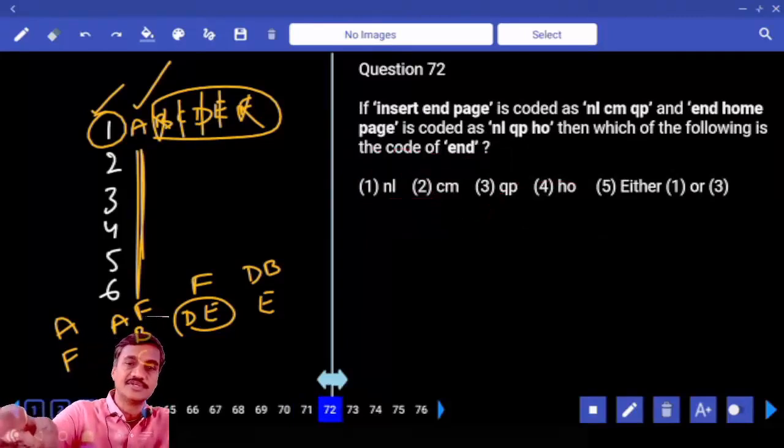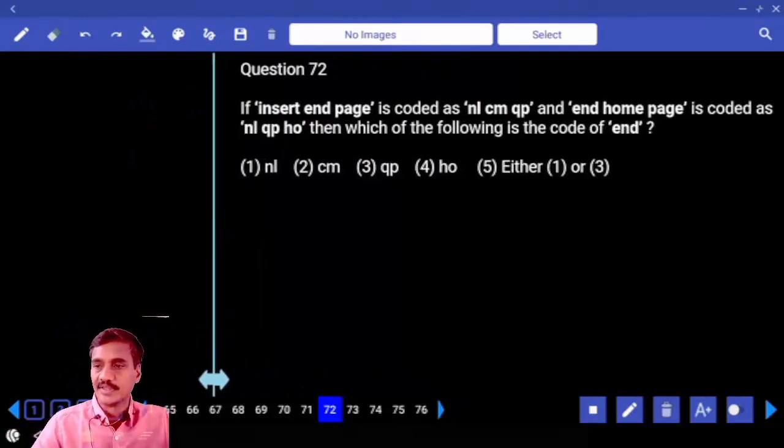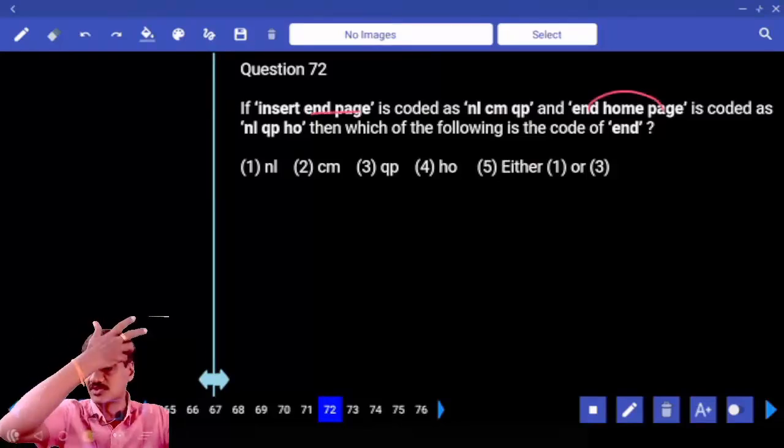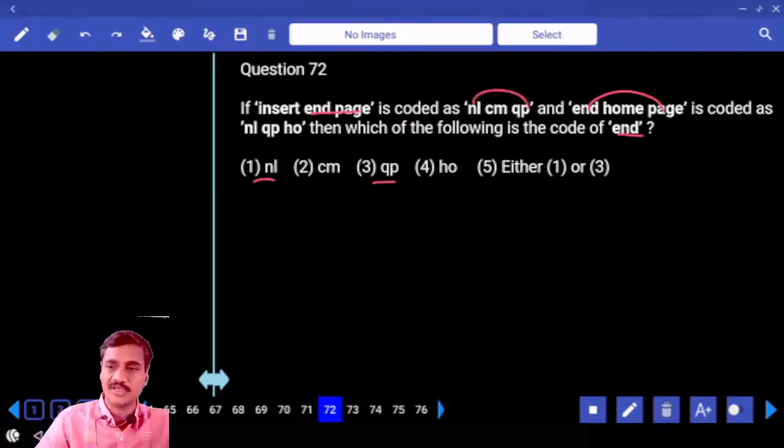Then coming to this 72. Now in this 72, insert end page and home page. Now if you observe here, end and page are the 2 words that are common. Here also end and page are the 2 words that are common. Hence 2 codes will obviously be common. And what is the code for this end? The code for end is either NL or QP in any order. NL QP, NL QP. Hence that is the choice for question number 72.